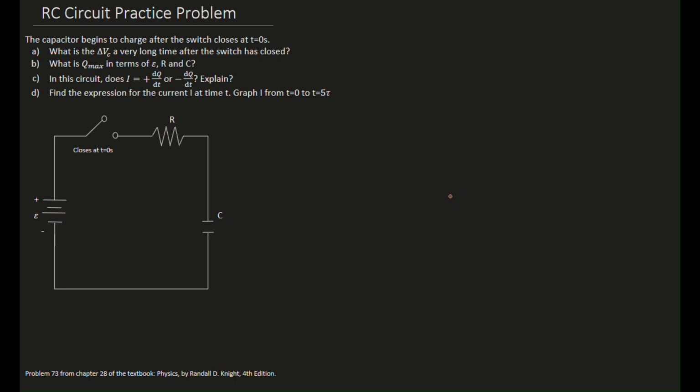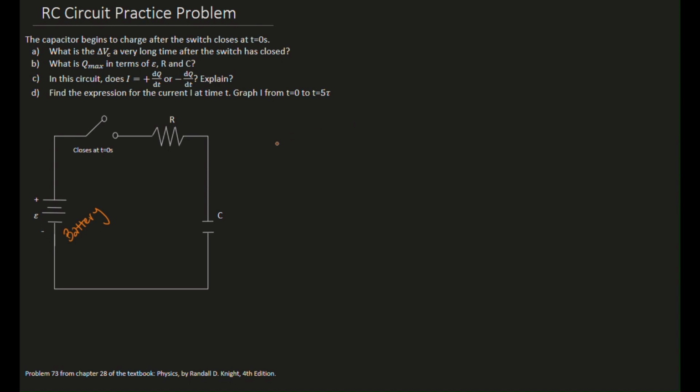So a good example of an RC circuit is the diagram below. What we have is a battery, a switch, which gives us the ability to open and close the circuit, a resistor, and a capacitor. And we want to know what happens to the change in voltage across the capacitor after the switch has been closed for a very long time.